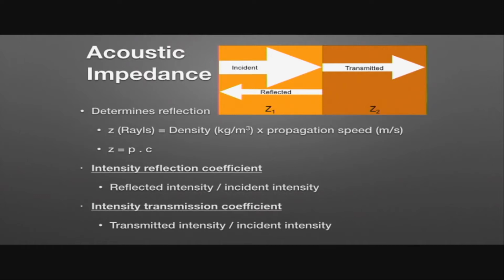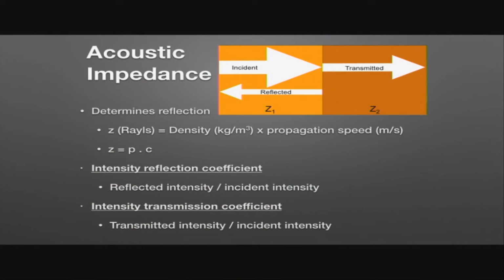When a sound wave is emitted, it's described as the incident ultrasound wave. When we then get an interface between two tissues, some of that sound wave will continue through into the second tissue, and this is known as the transmitted wave. And some of that is also reflected. And so the reflected wave comes back towards the transducer, and that's what we pick up in terms of echoes, for example.